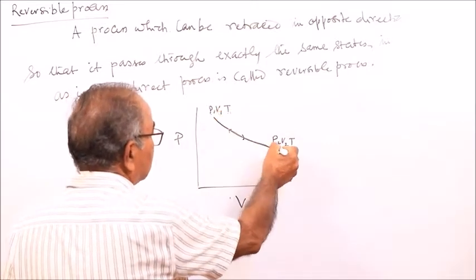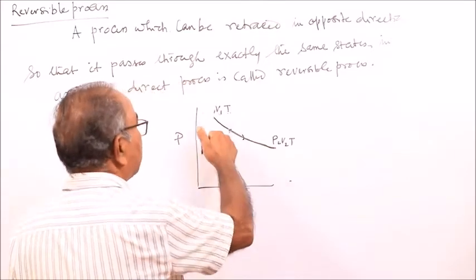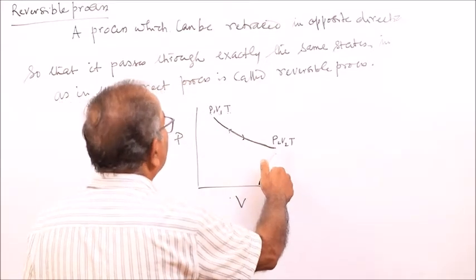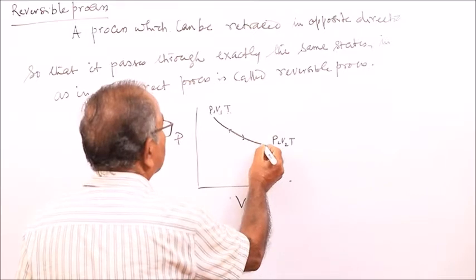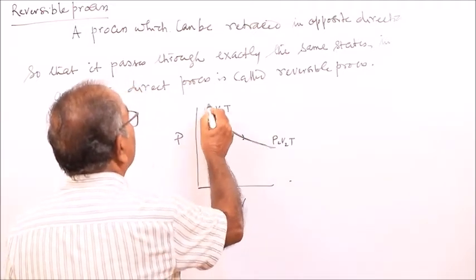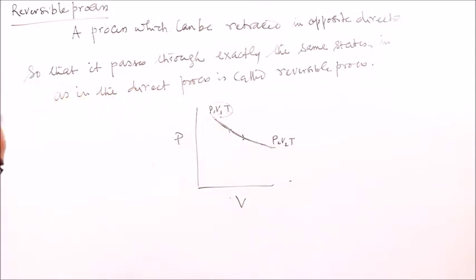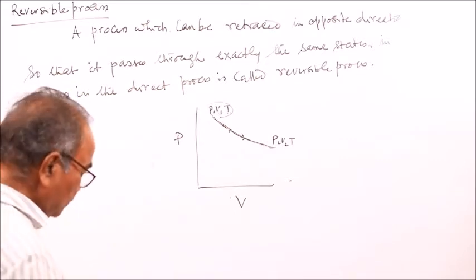The graph is like this. If you reverse the process, that means if you increase the pressure and decrease the volume, it will retrace the same path in the same direction and attain the initial condition of the system. So that is a reversible process. The adiabatic process is also a reversible process.